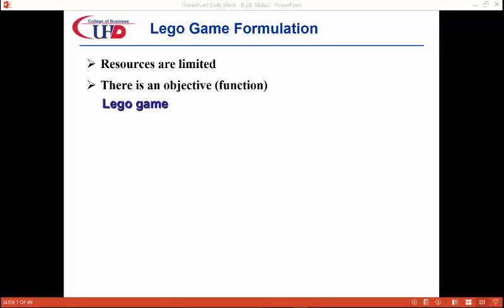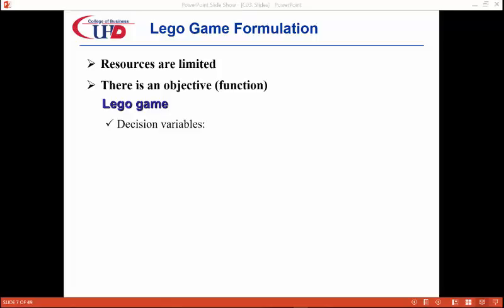This Lego game is a typical linear programming type of problem. We have limited resources, and by using these limited resources, we want to achieve a certain objective: to maximize the total profit. So we can formulate the Lego game into a linear programming model by configuring the three components we mentioned in the previous slides.